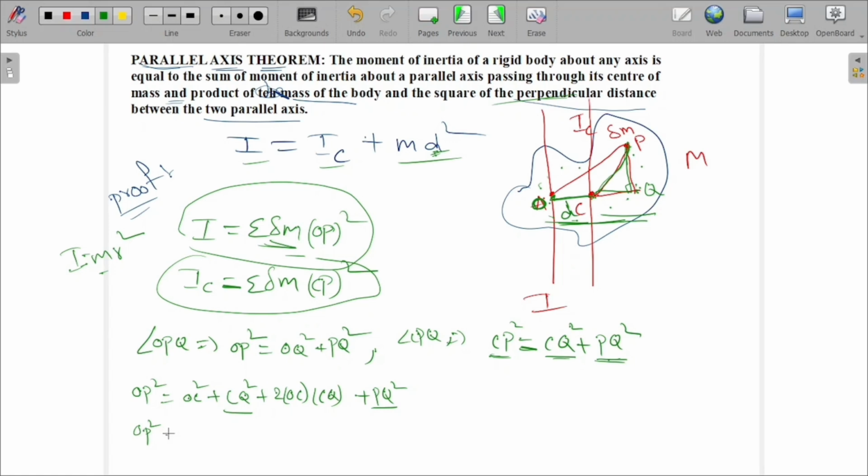So OP square equals OC square plus CP square plus 2 OC into CQ. OC is nothing but distance D, this distance. So 2 D CQ, that's all. So this is the equation we got: OC square plus CP square, which we don't know. So from this, what we are going to write is OP square.